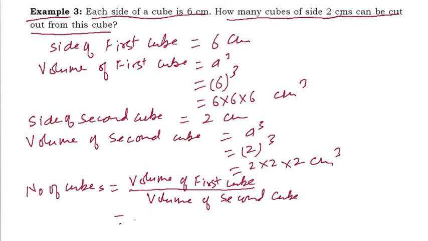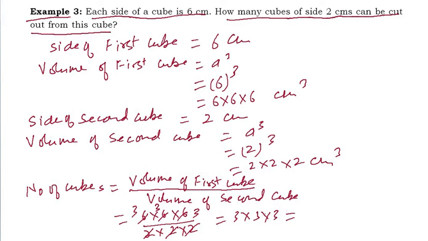So you can write here volume of first cube, that is 6 into 6 into 6, and volume of second, that is 2 into 2 into 2. So 2 ones are 2, 2 threes are 6, 2 ones are 2, 2 threes are 6, and 2 ones are 2, 2 threes are 6. So we get 3 into 3 into 3. So how much? 3 threes are 9 and 9 threes are 27 cube. So that is your answer. Number of cubes: 27 cubes.